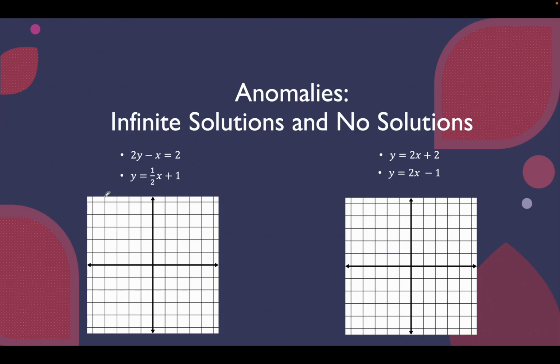Anomalies. There are certain situations where you have infinite solutions and certain situations where there are no solutions. The infinite solutions happens when the two lines are the same. And the no solutions happens when the lines are parallel.